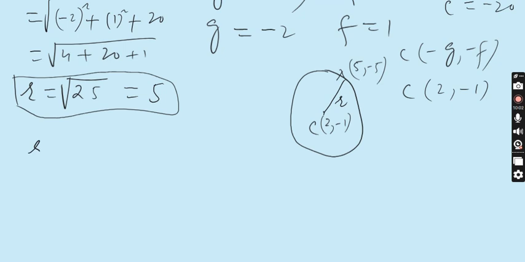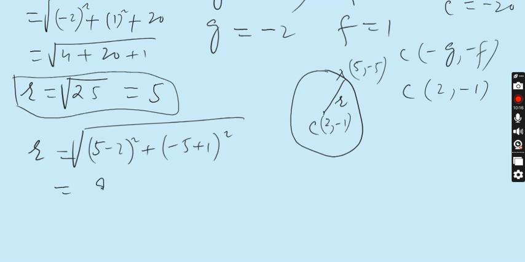By using the distance formula: root of (5 minus 2) square plus (minus 5 plus 1) square. 5 minus 2 is 3, square is 9. Minus 5 plus 1 is minus 4, square is 16. 16 plus 9 is 25, and root 25 is 5.